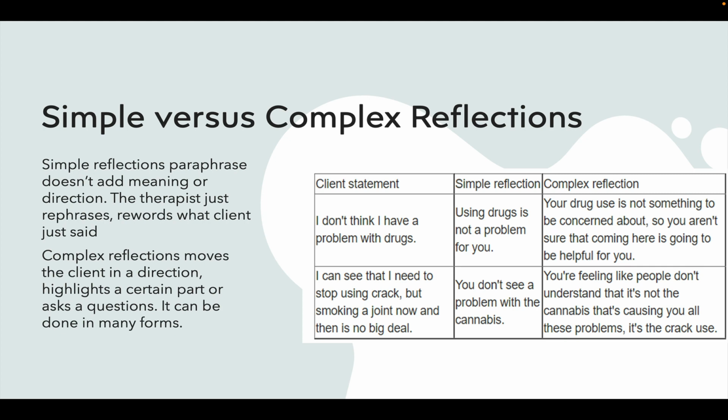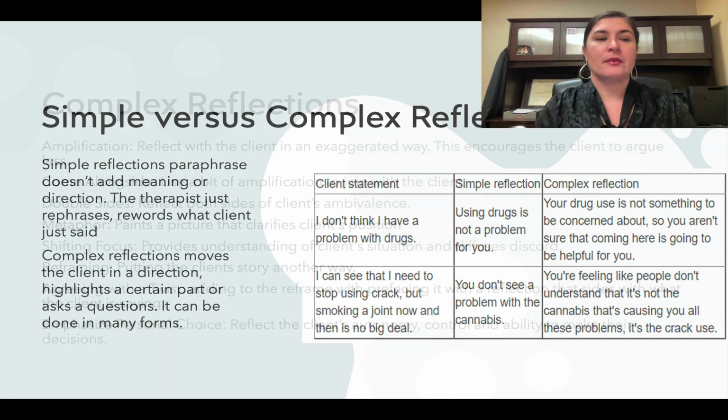Another example is the client says, "I can see that I need to stop using crack, but smoking a joint now and then is no big deal." A simple reflection would be, "You don't see a problem with the cannabis." A complex reflection would be, "You're feeling like people don't understand that it's not the cannabis that's causing you all these problems, it's the crack use."